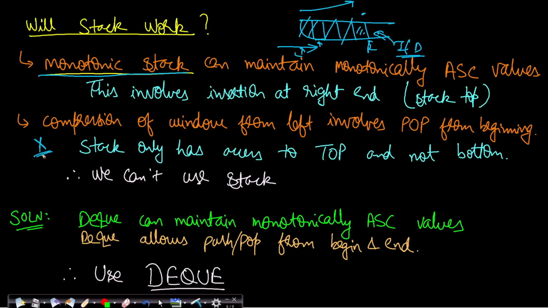So we have to choose another data structure, and you will see that a DQ is a more powerful data structure. A DQ can do all the jobs which the stack can do, and it can do even more, because in a doubly ended queue you can insert and delete from both the ends. So a DQ can maintain a monotonically increasing value, as well as we can do push and pop from both the ends, either in the beginning or at the end. So both these operations will be supported by a DQ but cannot be supported by a stack, and that's why we will pick DQ and not a stack.